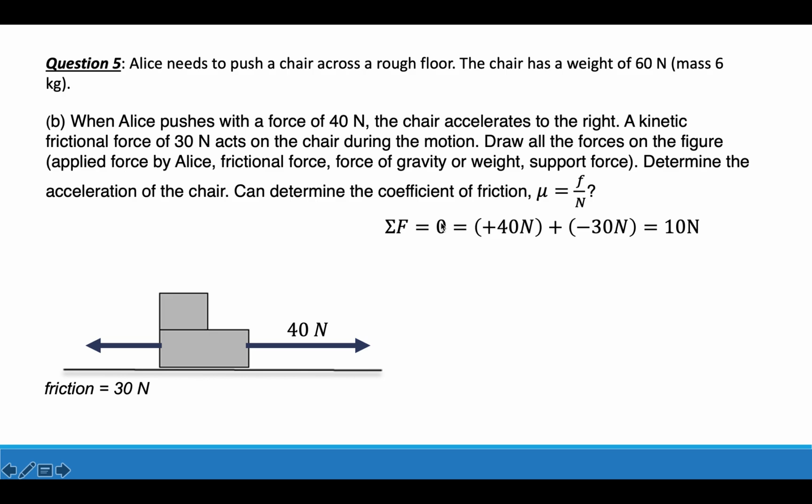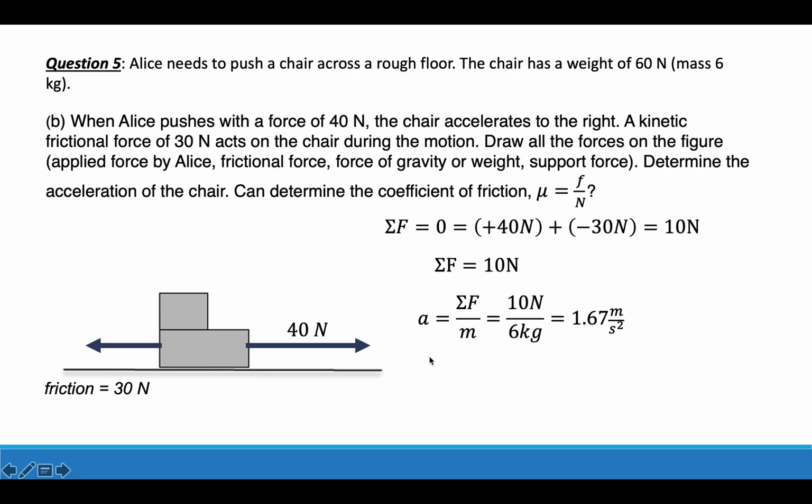So the sum of the forces has to be equal to the positive force that's acting to the right, which is 40 newtons, and then I have to add to it the frictional force, which is acting to the left, so that gives me a net force of 10 newtons. So again, it's not equal to 0. This was a copy and paste error. So the net force acting on this chair is going to be equal to 10 newtons.